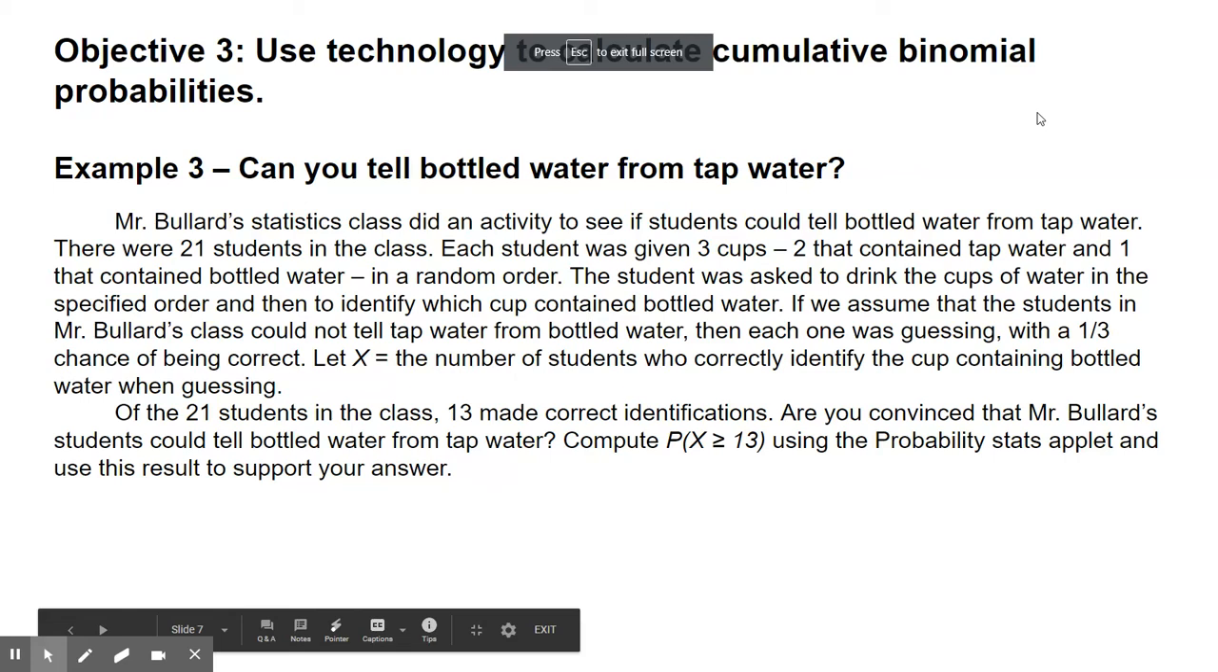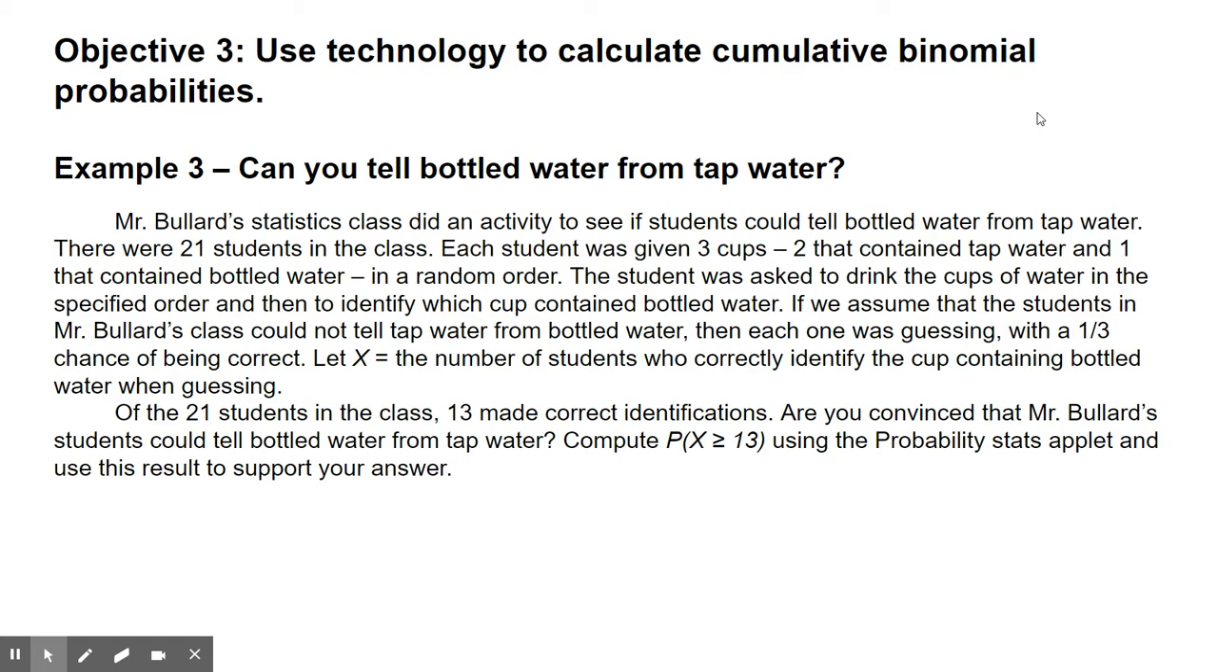All right, so last but not least, here we go. Example 3. Can you tell bottled water from tap water? Now we're going to use cumulative binomial probabilities and make some decisions. It says Mr. Bullard's statistics class did an activity to see if students could tell bottled water from tap water. Again, by the taste.